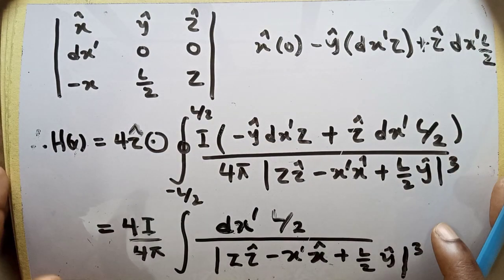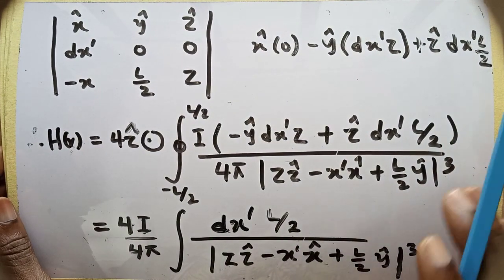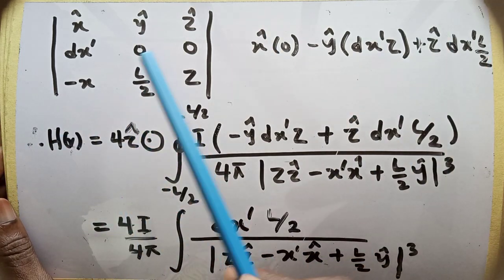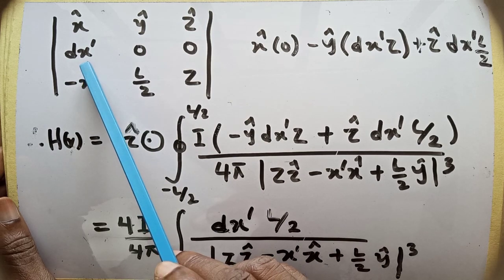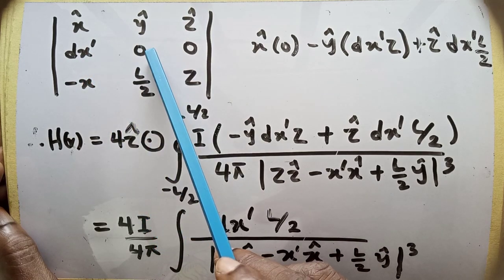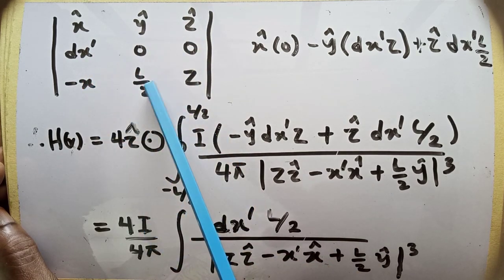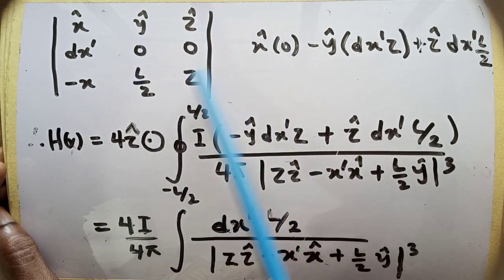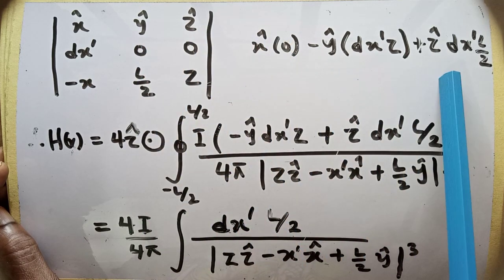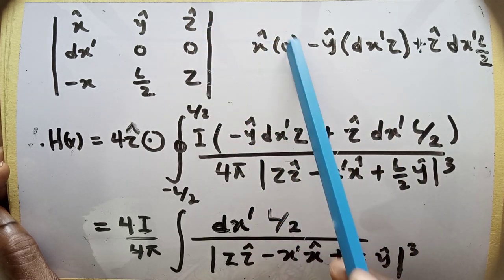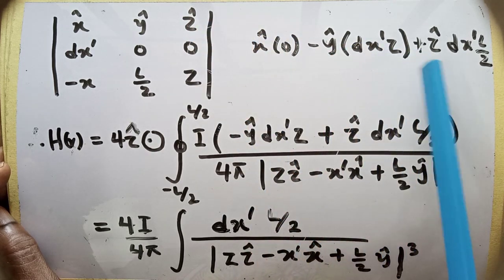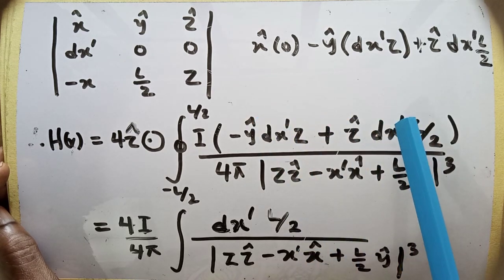So the next thing is for us to take the cross product of the previous slide, our x, y, and z. For the x, you have only the x prime, 0, 0, x, L over 2, and z. By the time you solve this one, this is what you get. You get this expression, and we substitute it into this place because this side is 0. So we have only these two components that are substituted here.